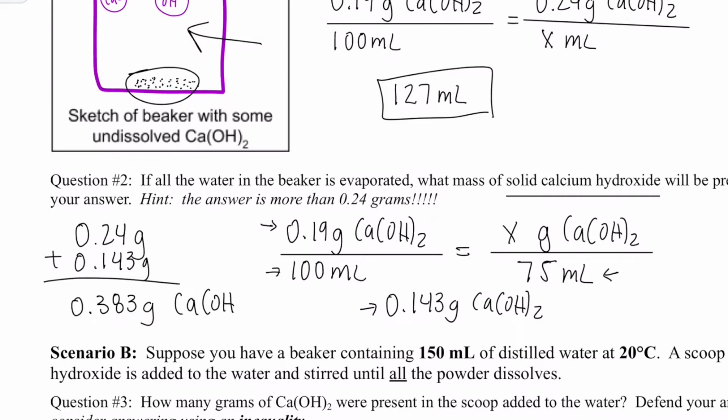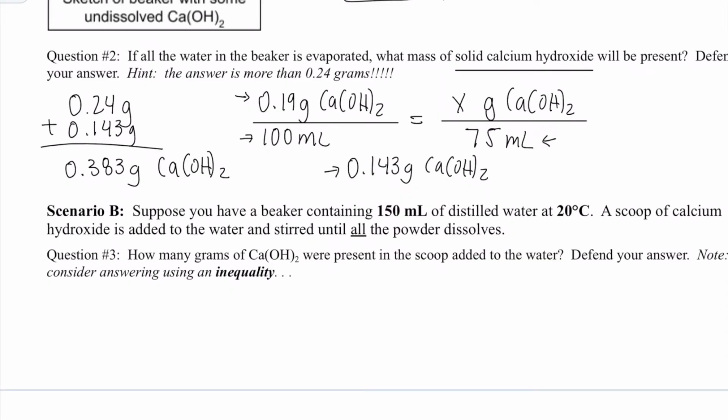Last question. Suppose you have a beaker containing 150 milliliters of distilled water and a scoop of calcium hydroxide added until all the powder dissolves. How many grams of calcium hydroxide were in the scoop that was added to the water? This should be answered with an inequality, and you'll see why.